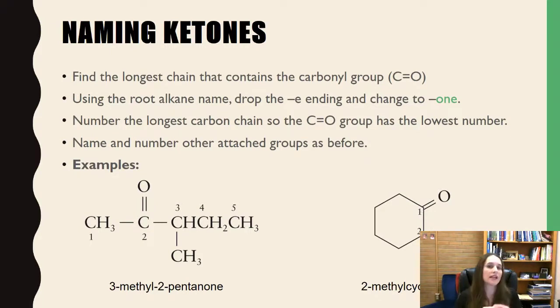When we have a cyclic structure, carbon 1 becomes the group that makes it special. In this case, the carbonyl carbon is automatically carbon 1. Now, if I had more than 1, then I would have to include that.